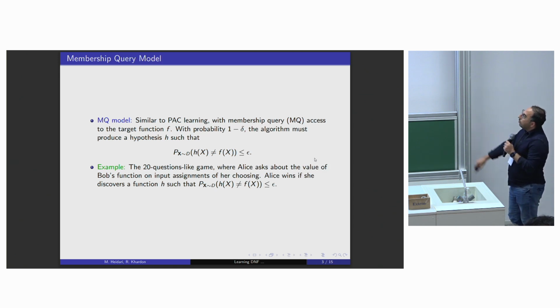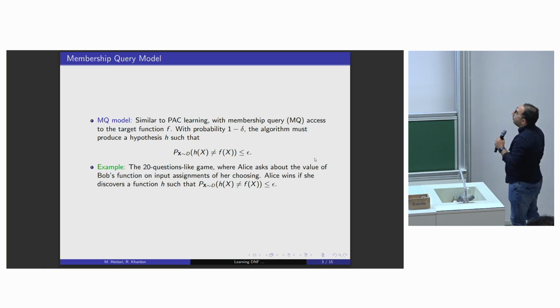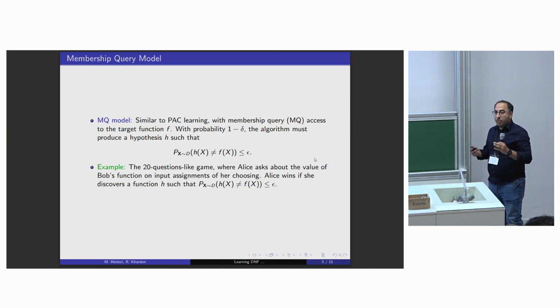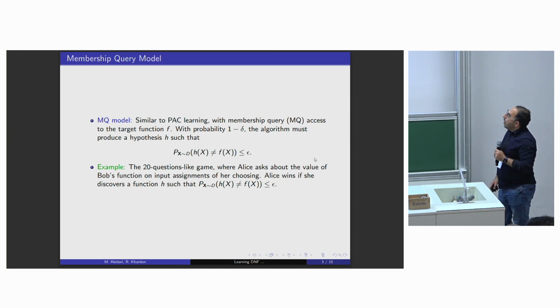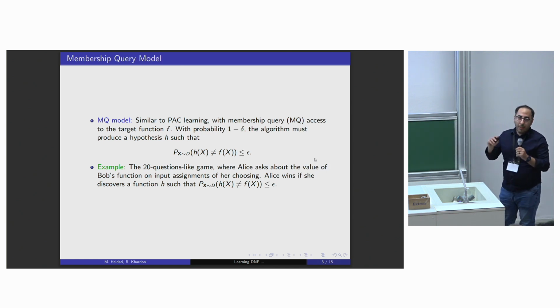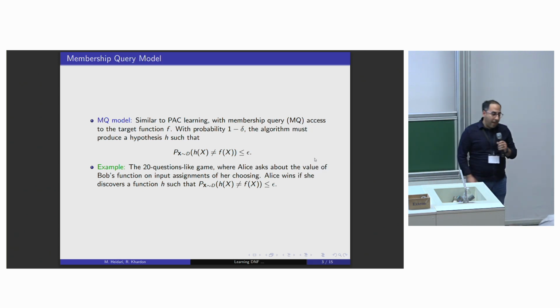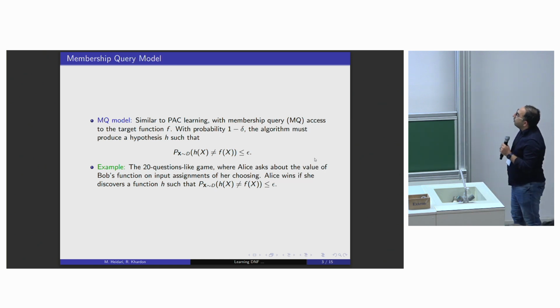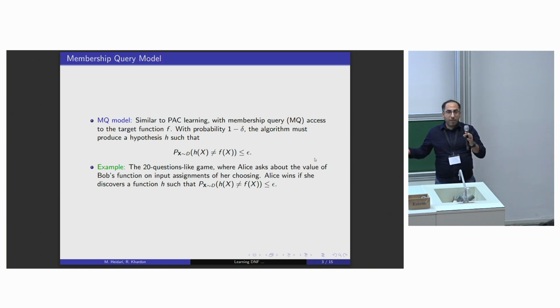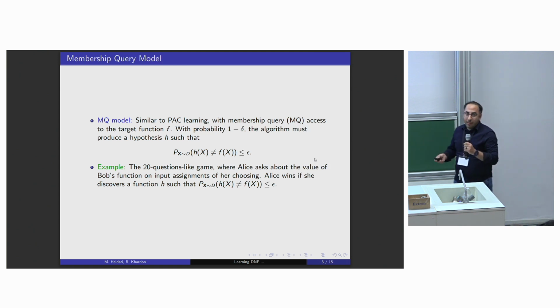The learning model we use is the standard membership query model, which is similar to the PAC learning model, but the learner can make membership queries to an unknown target function. The learner is asked to output a hypothesis H such that it agrees with F most of the time under the probability distribution D. A simple example is a 20-questions-like game where Alice tries to reconstruct Bob's function. Maybe Bob's function is a DNF, and Alice tries to ask questions by fixing some input assignment of her choosing.